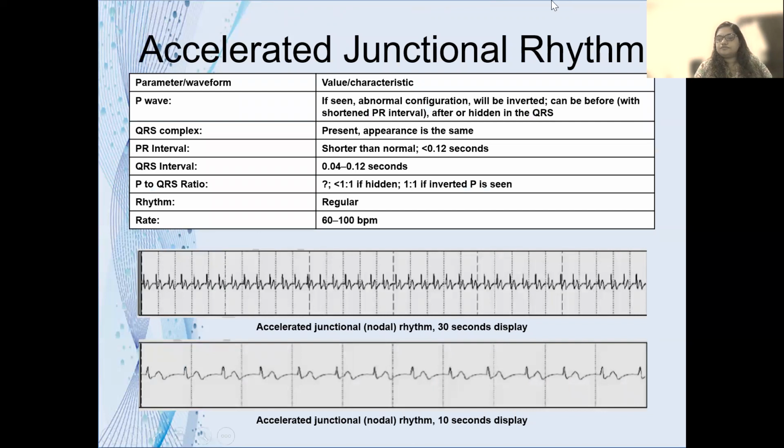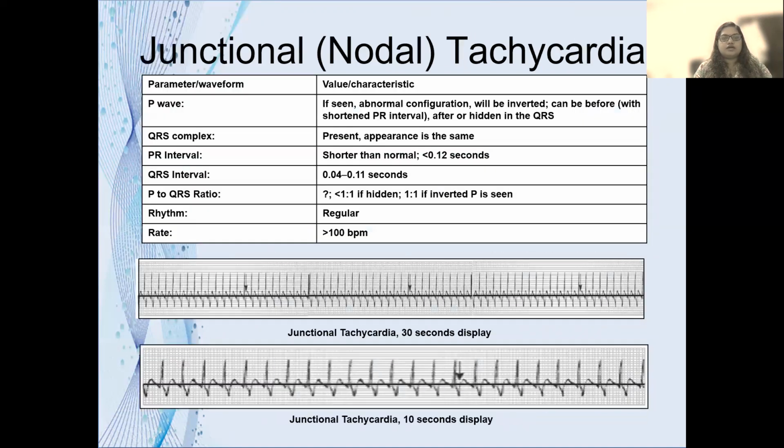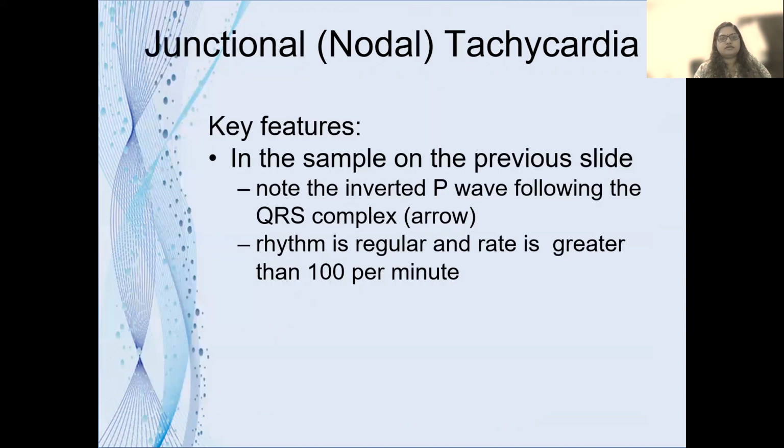Accelerated junctional rhythm: the P wave will be inverted and can be seen before or after, or hidden in the QRS, like all the junctional arrhythmias. And you can see that the rhythm is regular here and the rate is normal. See, but the P wave cannot be visualized. This is the problem here. Junctional tachycardia again, the rate would be higher. P wave is not seen again.